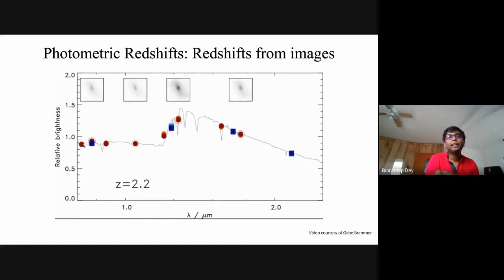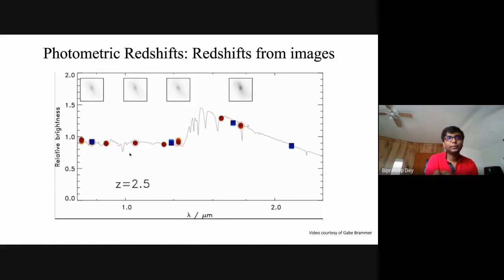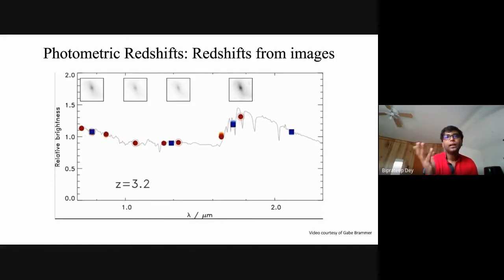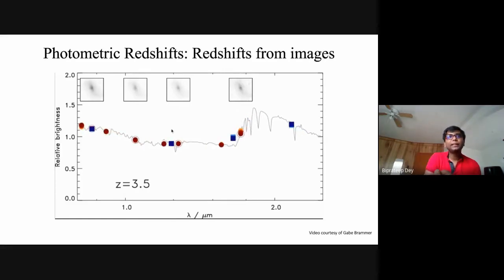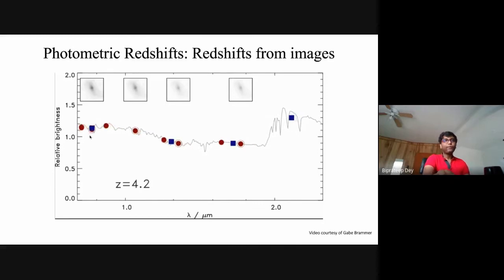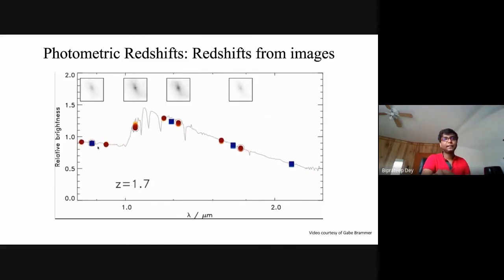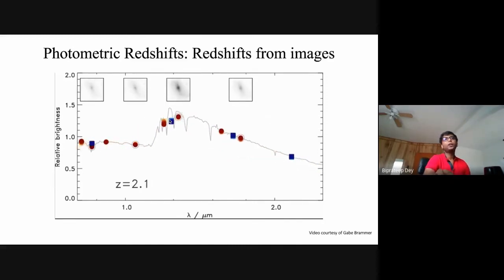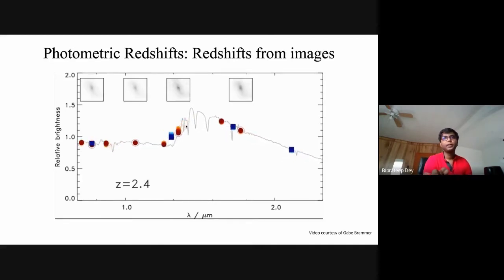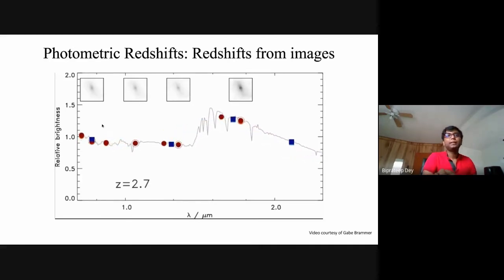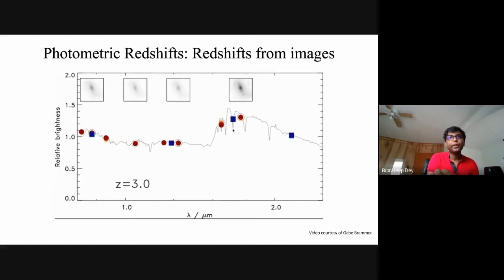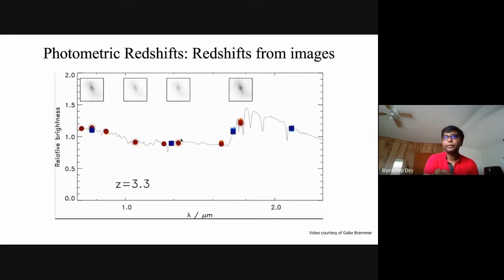In the background you can see a fake spectrum of a galaxy which is just moved across wavelengths to mimic redshift, and these dots show the total flux that you would have received in this chunk of wavelength if you were observing it just using photometry. As you can see, these small dots move in a particular fashion as a function of the wavelength, or as a function of the redshift.